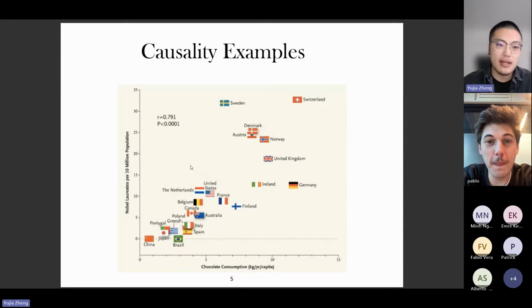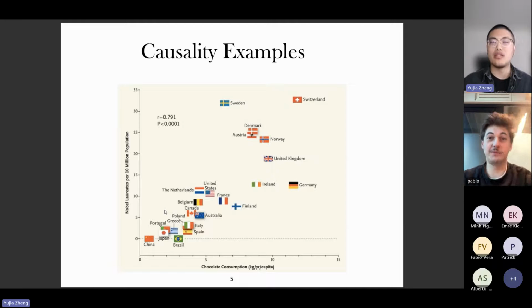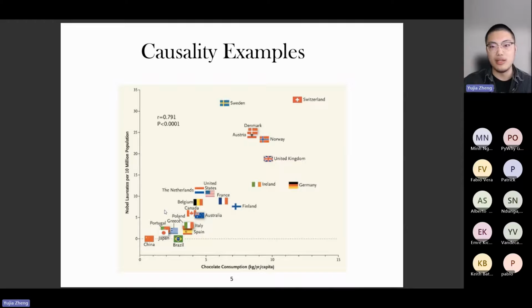Another example is in that figure, where we can see a positive correlation between chocolate consumption and the number of Nobel Prizes. We all hope it to be true, but unfortunately it's not. We cannot get more Nobel Prizes if we eat more chocolate. If we have causal discovery methods, we can see that there will be no direct causal relation between chocolate consumption and the number of Nobel Prizes, and then we can get rid of this type of spurious correlation.